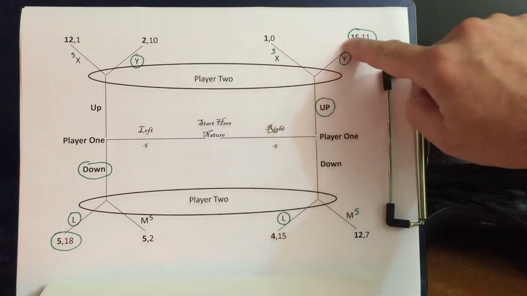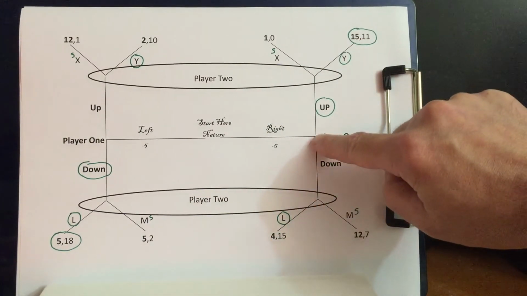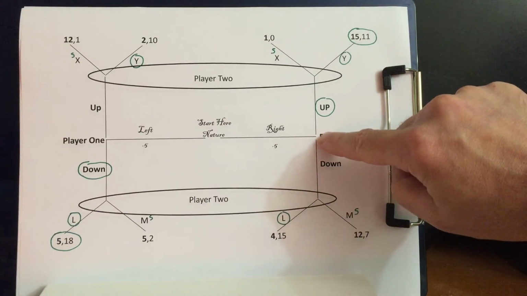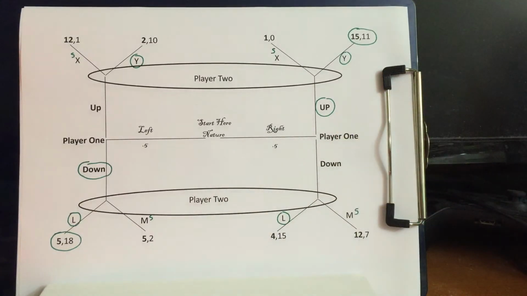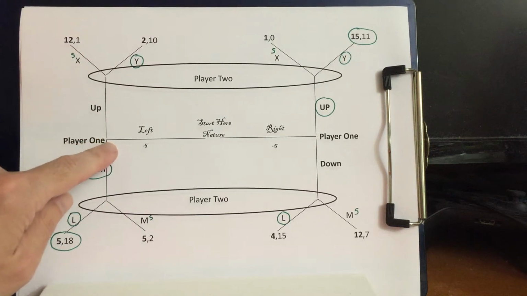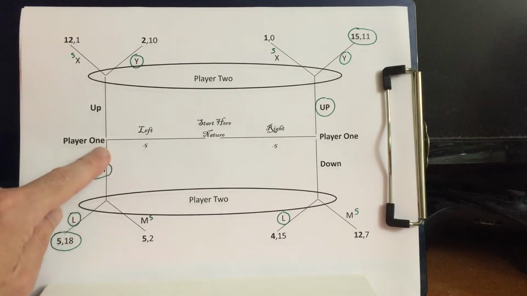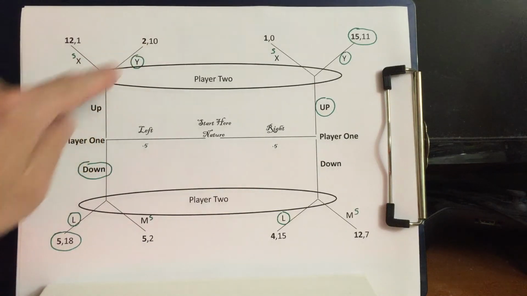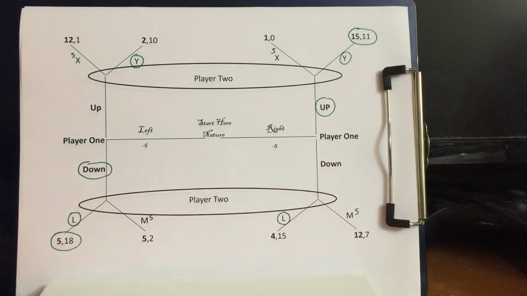Well, up can lead to 1 or 15, down could lead to 4 or 12. That means he can't be sure what he should do until he figures out what player 2 is going to do. Fortunately, though, it's easy to figure out what player 2 is going to do. So player 1, when he figures out what player 2 is going to do, will say down will lead to L, which leads to 5. Up leads to Y, which leads to 2. 5 being greater than 2, player 1, if he's a lefty, is going down.